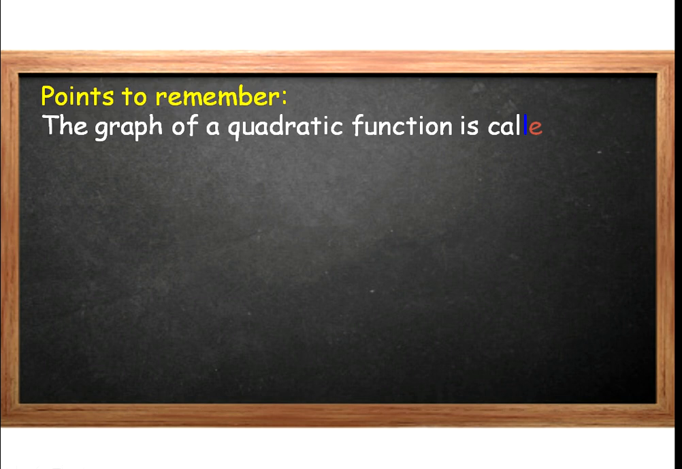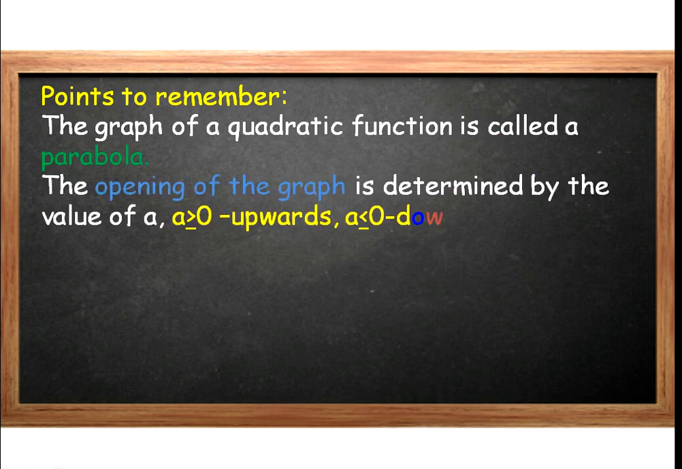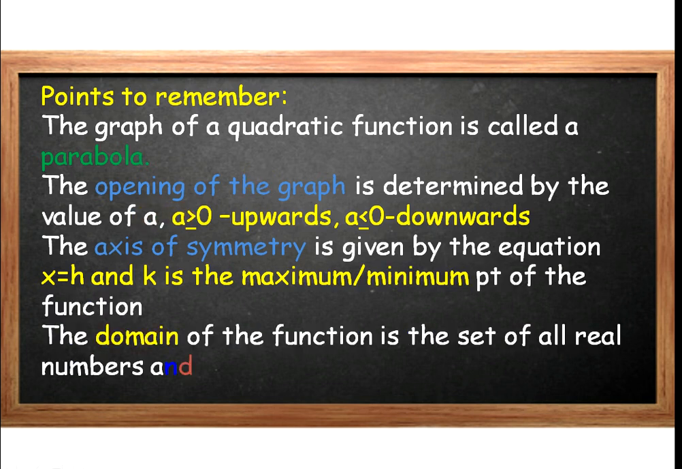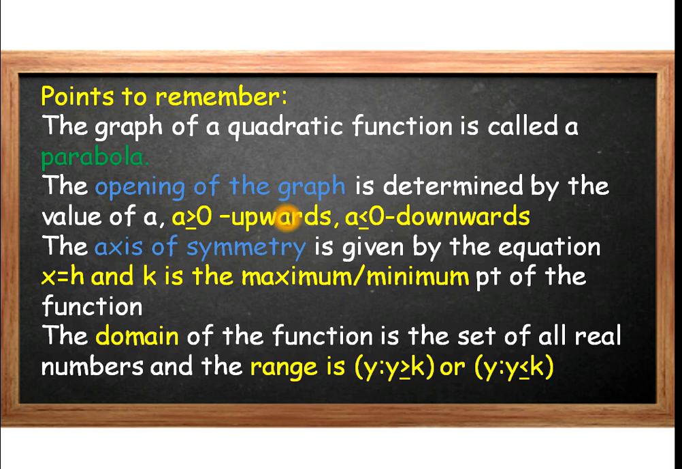Some points to remember. The graph of the quadratic function is called a parabola. The opening of the graph is determined by the value of a. If a is greater than 0, the graph opens upwards. If a is less than or equal to 0, the graph opens downwards. The axis of symmetry is given by the equation x is equal to h, and k is either the maximum or the minimum point of the function. K is the maximum point if the graph opens downwards. K is the minimum point if the graph of the equation opens upwards.